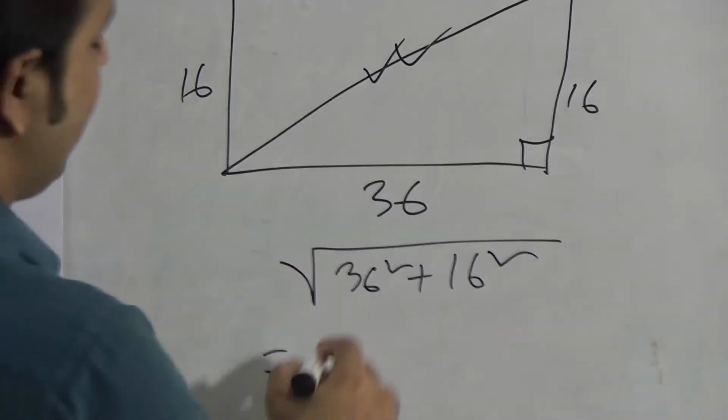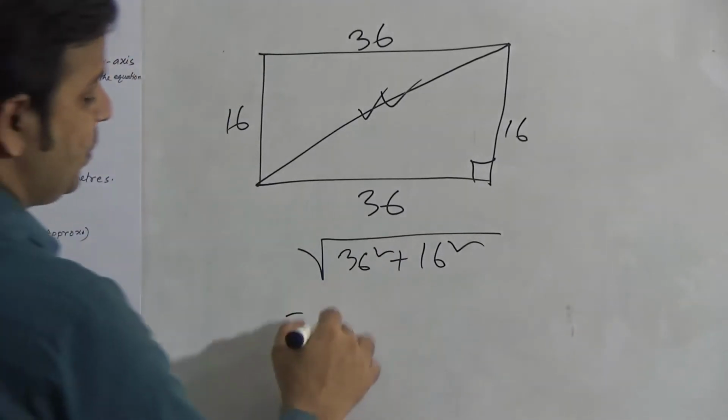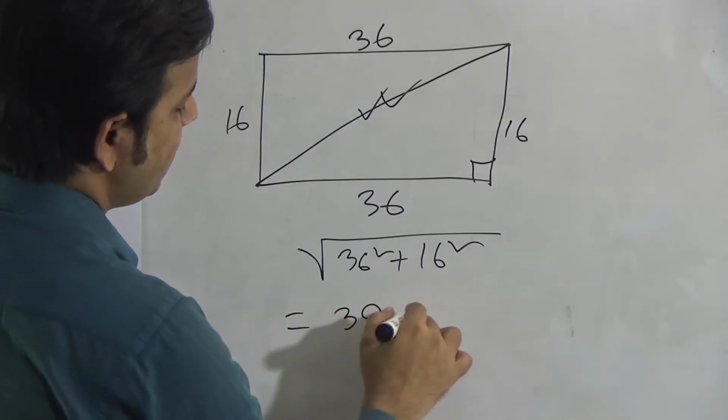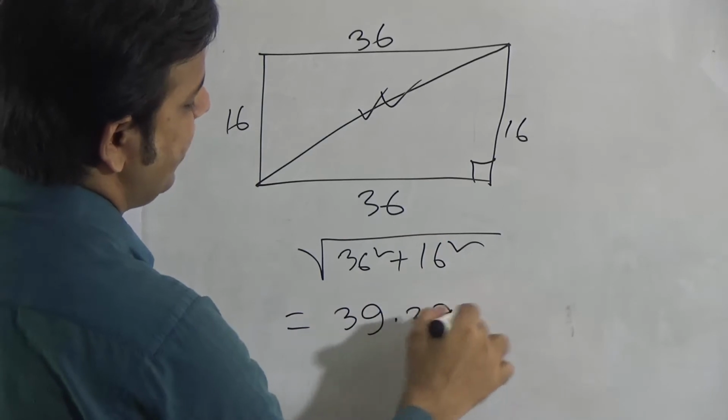Now if you take the square root, you will get 39.395.